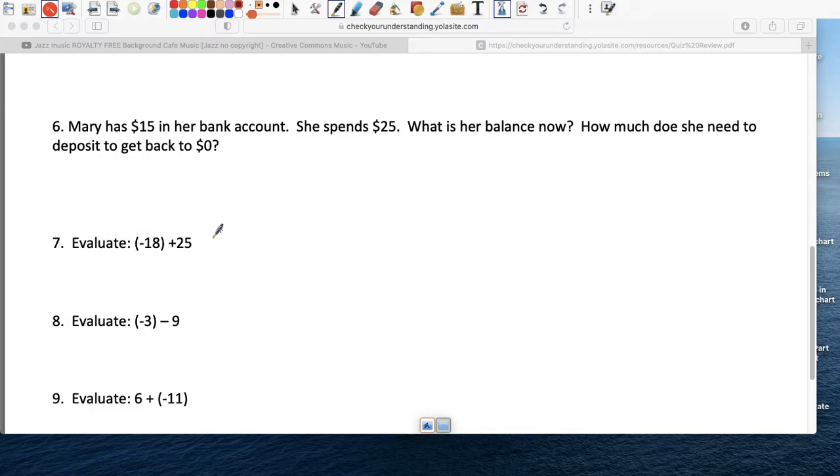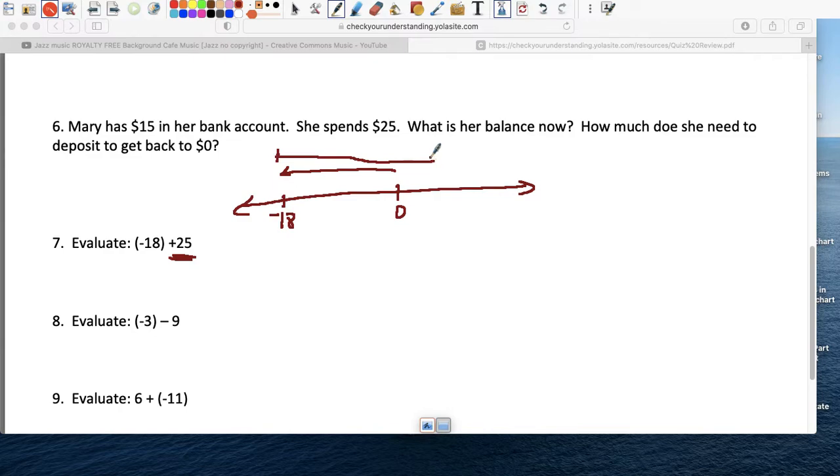Let's evaluate these. -18 plus 25. So again, so many ways you want to think about this. You can think about their absolute values. You can use a number line. So I'll just do a little number line here. 0. So we're going to -18. That's where you're at. And then we're adding a positive number here. So that means we have to go to the right. So if at -18, we're moving 25 steps, right? 25 units to the right. And that's going to take us to 7.